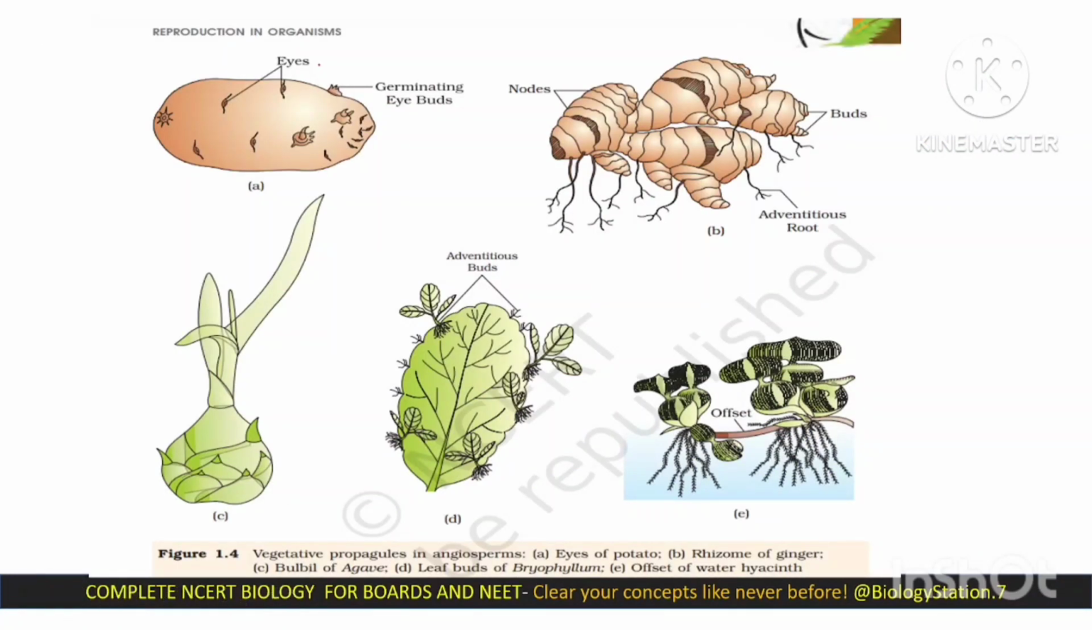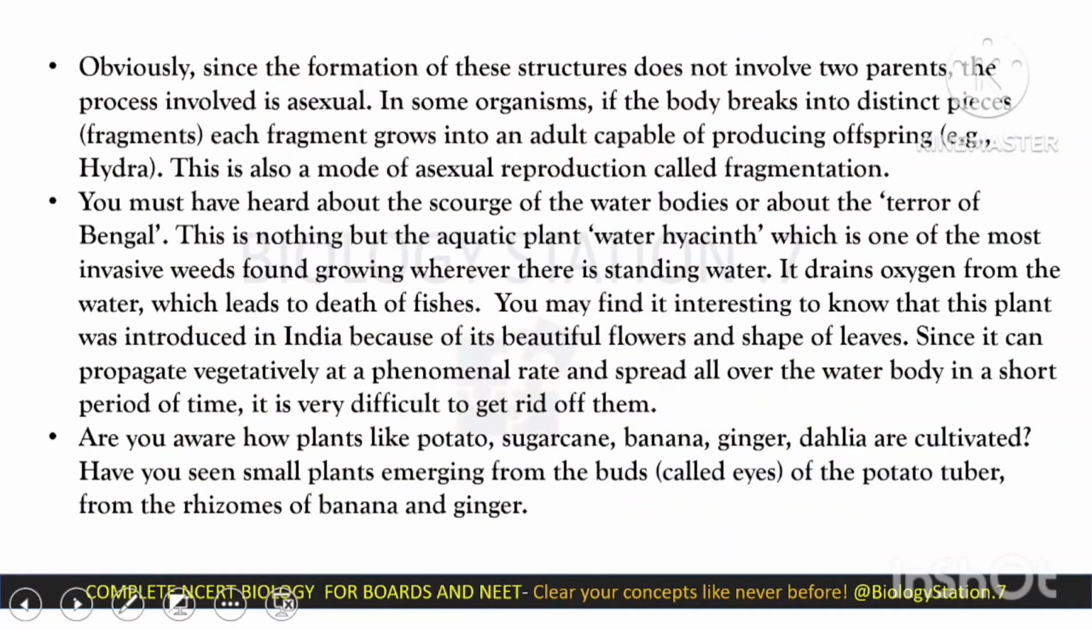See, here there are eyes of potato, they germinate and give rise to a new plant. Even in the ginger there are adventitious roots and also rhizomes which give rise to a new individual. And here there is bulbil of agave and leaf buds in the bryophyllum, and even here in the water hyacinth you can see the offset, this part. These are all vegetative parts which give rise to new offsprings and are involved in the asexual mode of reproduction.